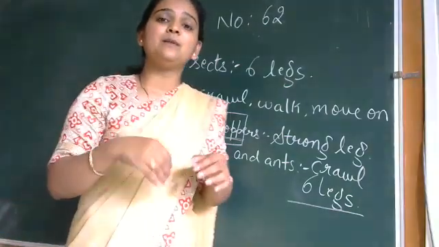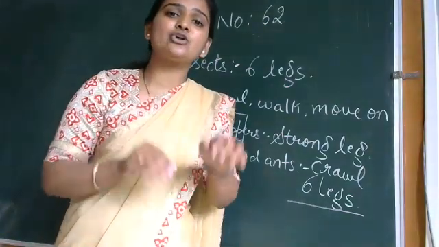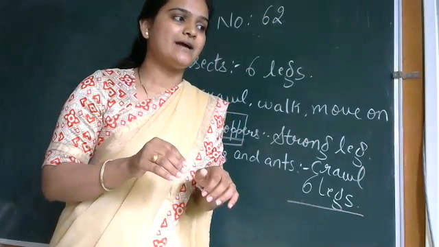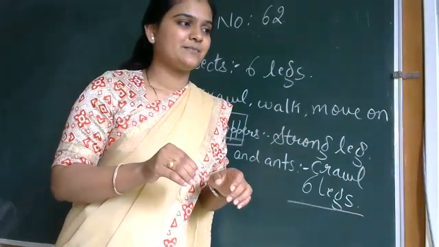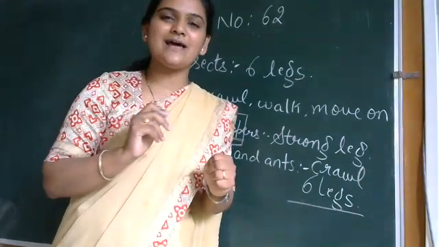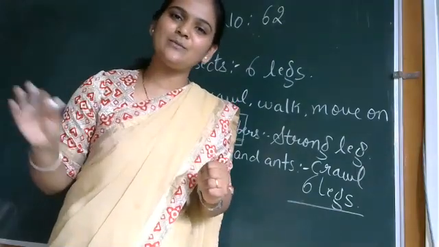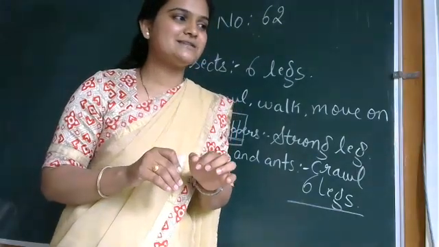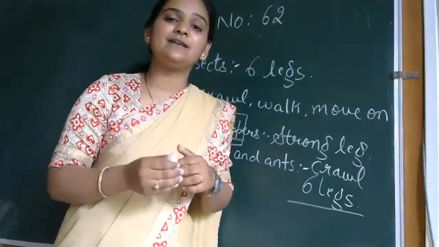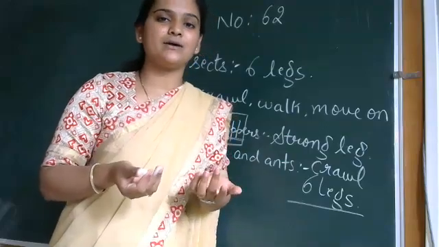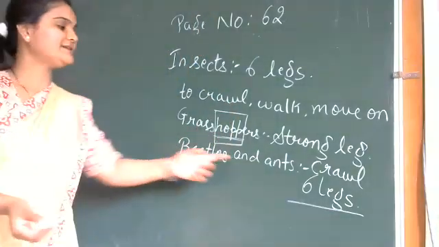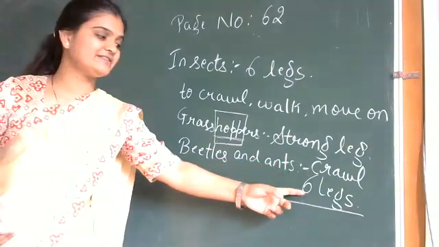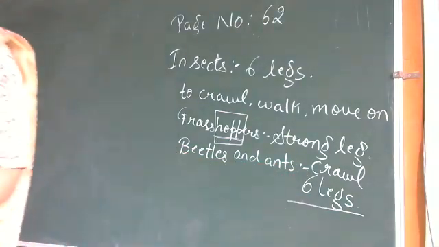Small children, before they learn walking, they will crawl. Yes or no? Have you seen? Even you all have done the same thing. We all human beings first crawl, and then we start to learn to walk. So here beetles and ants are known to crawl with their 6 legs.